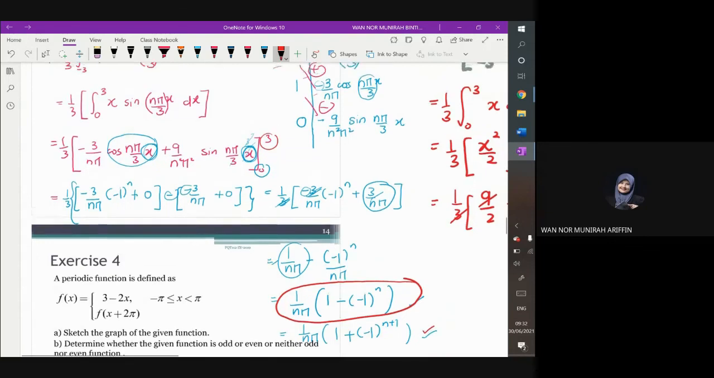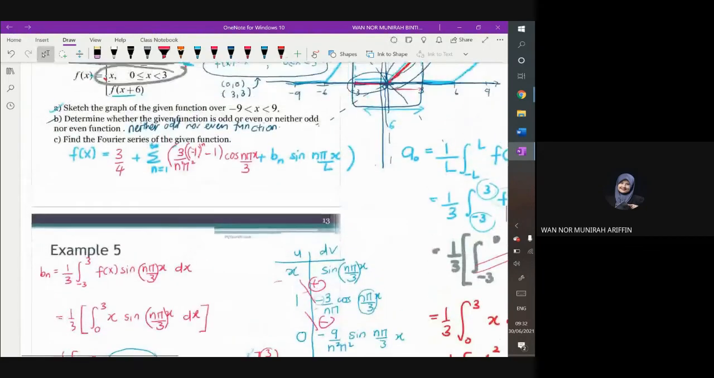So 1 over n pi, 1 minus. So here I have bn. I already have bn, bn is 1 over n pi, 1 minus negative 1 to the power of n. This is your bn times sin n pi x over L, which is 3. This is your Fourier series. If the question asks you to find the Fourier series up to n equals to 3, you will break this summation function, but don't forget to plus dot dot dot.